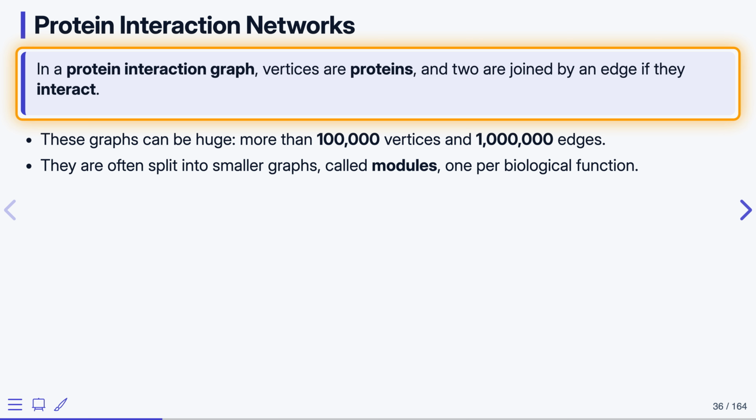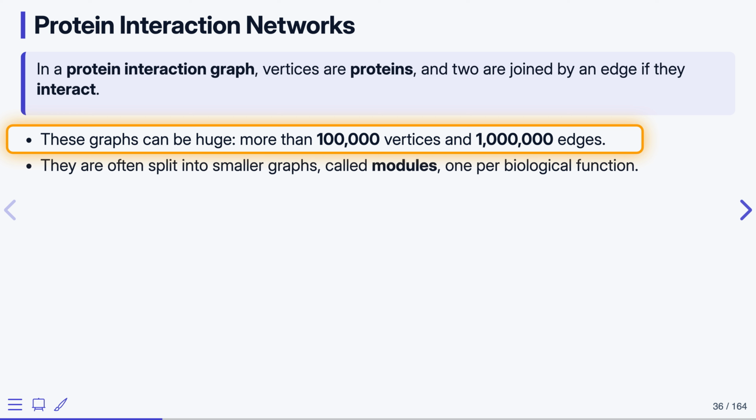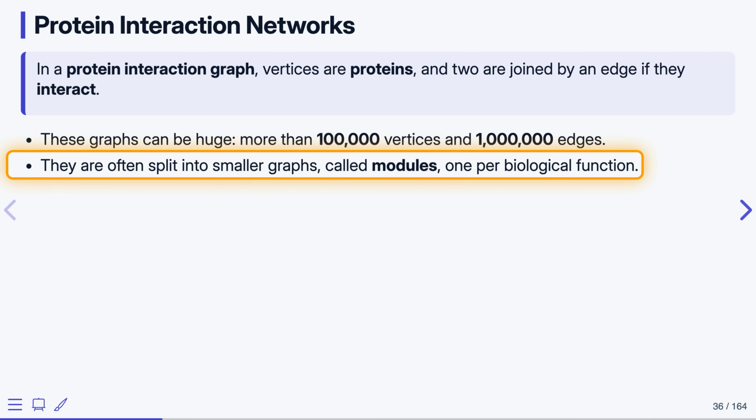The second biology example comes from molecular biology. We can model how proteins meet and act in a cell. This is called a protein interaction network. Each dot is one protein. We join 2 proteins with a line if they interact. This graph is undirected. These graphs can be very large. One graph can have more than 100,000 proteins and more than 1 million edges. Because they are so big, we often cut them into smaller pieces, called modules. Each module holds the proteins for one job in the cell.